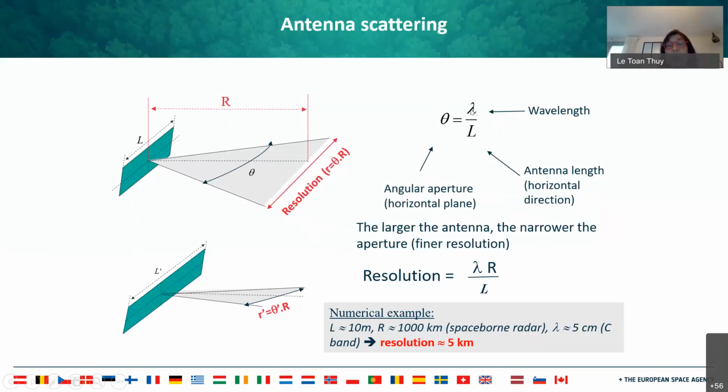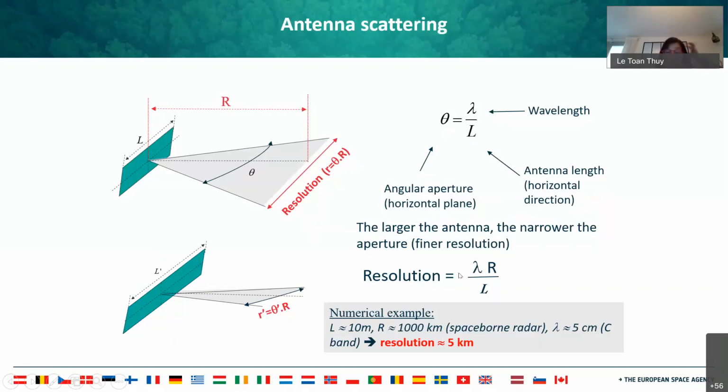And also it depends on the wavelength. When you have a 3 centimeter wavelength or 1 meter wavelength, the resolution is different. And the larger the antenna, the narrower the aperture. And in order to have the fine resolution, the resolution R equals theta multiplied by R, where R is the distance. The resolution is lambda multiplied by R divided by L, lambda over L.